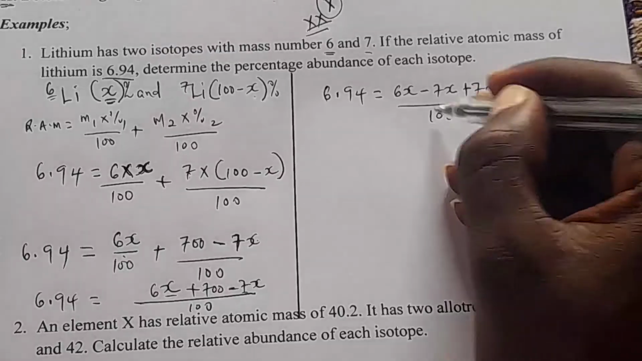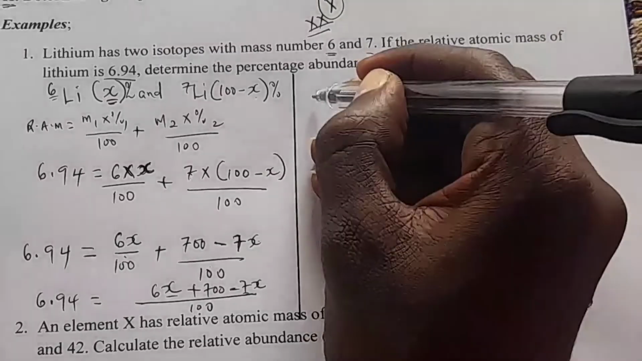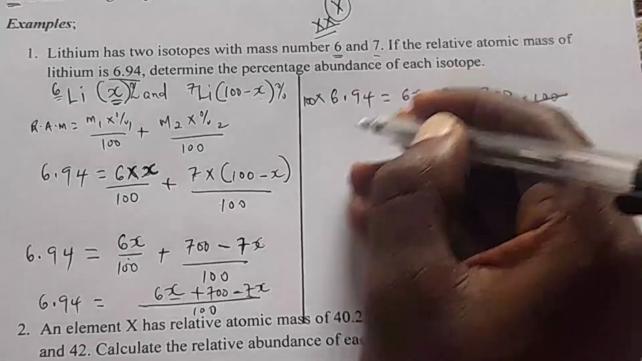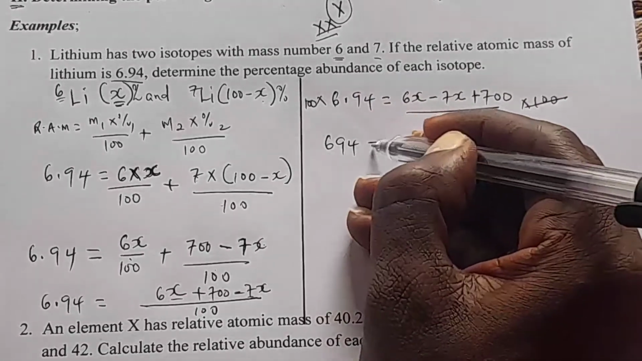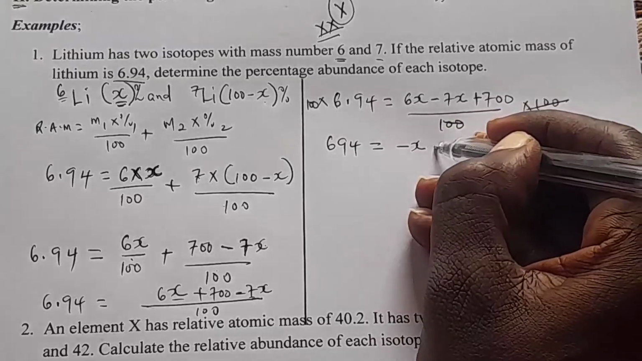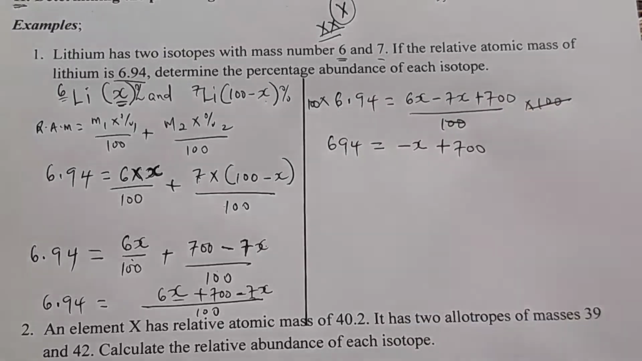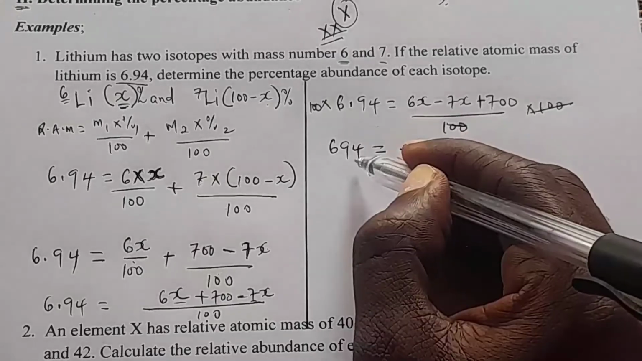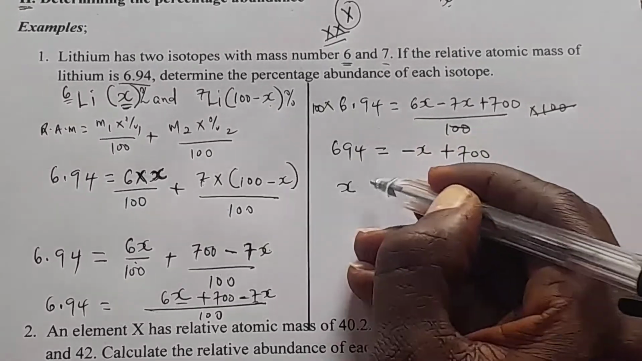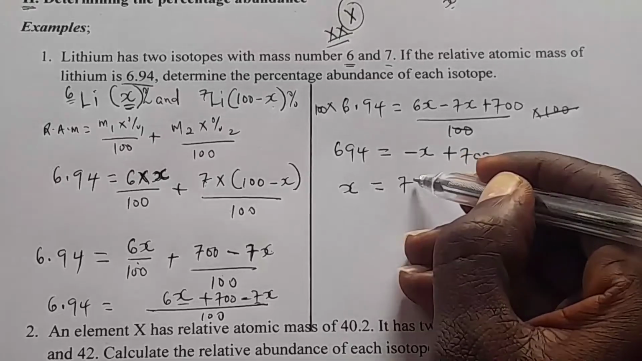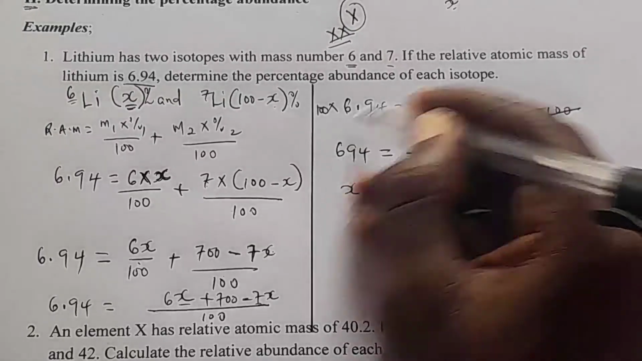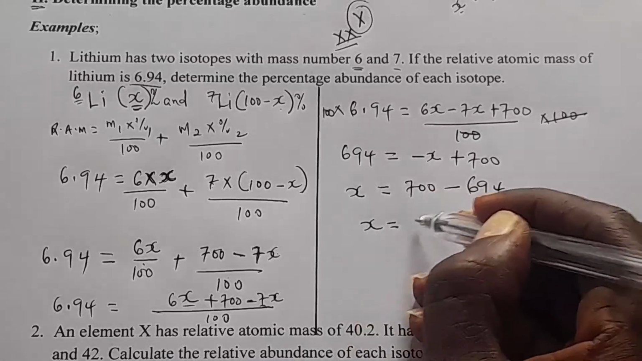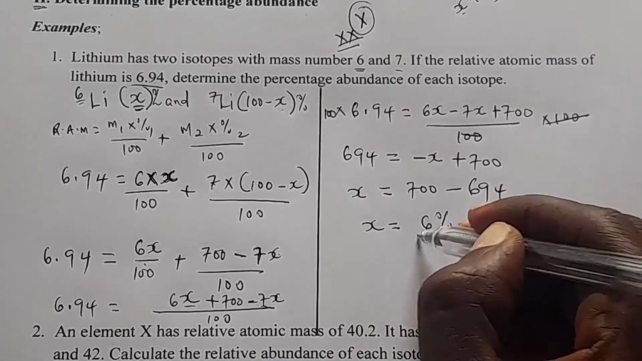So if I want to remove this 100, I can multiply here by 100, then multiply here by 100. So this 100 will go with that 100. So this will be 694, which will be equal to minus x plus 700. So what we can do is, we can take this negative x to the other side, so it becomes positive. It will be equal to 700 minus this 694 will go on the other side, 694. X will be equal to 6%.